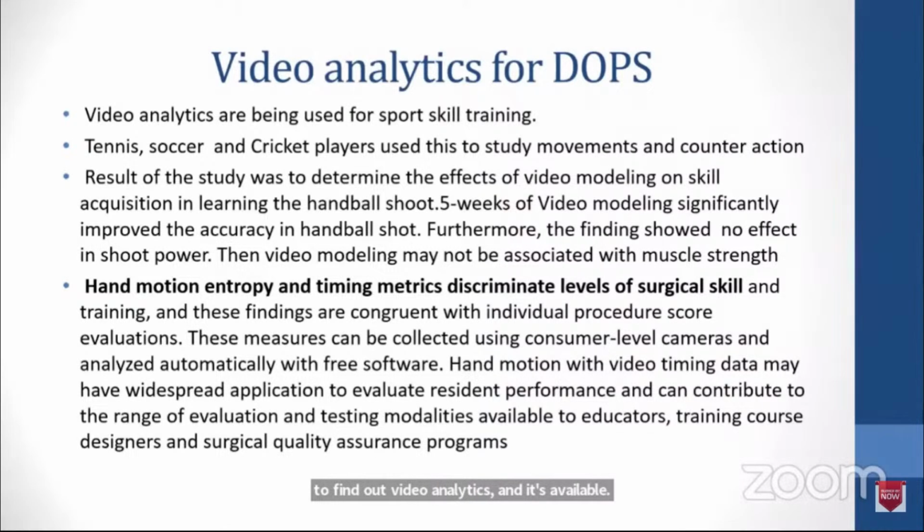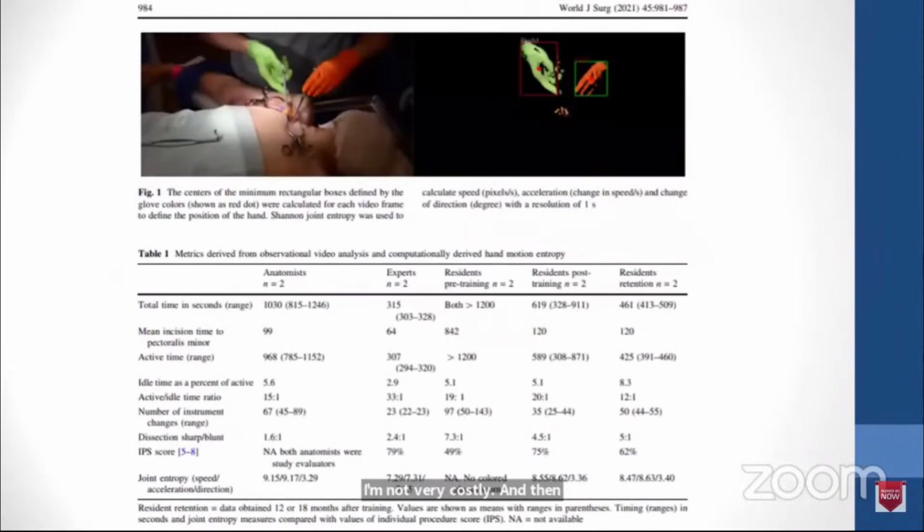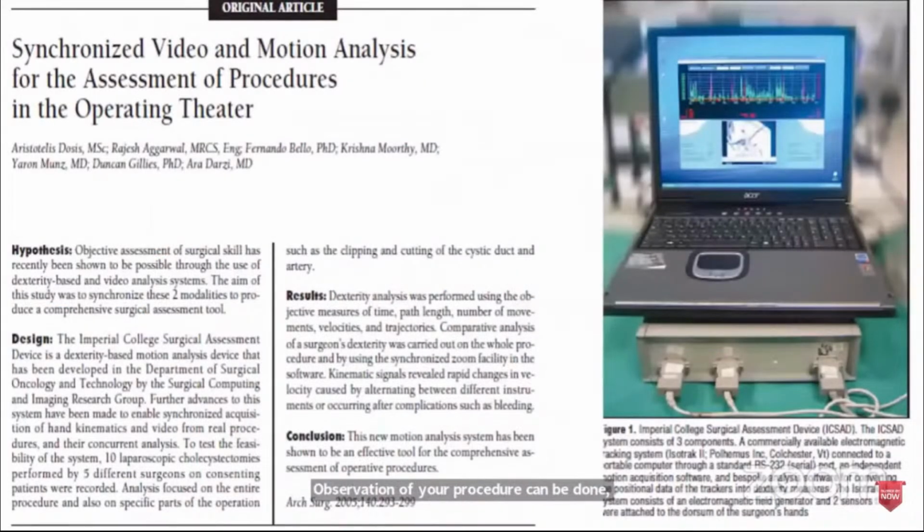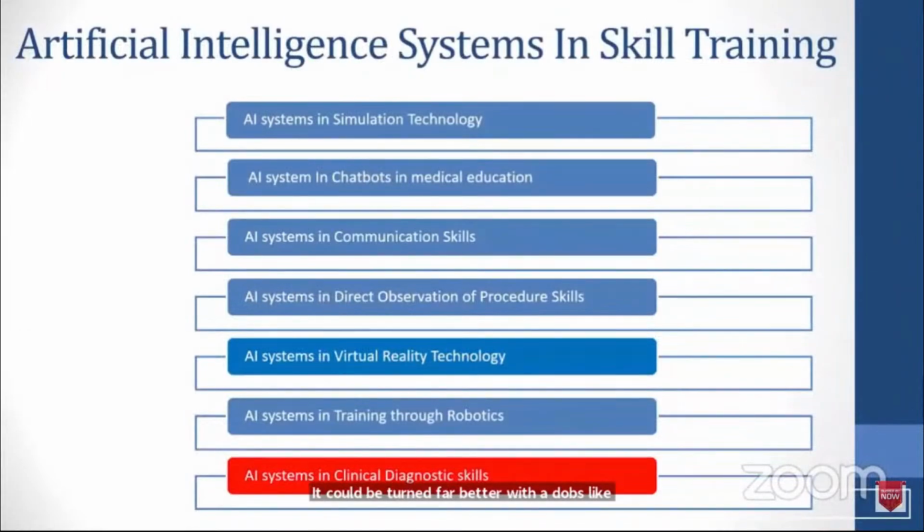And then DOPS could be analyzed by video. And then I can give an example of DOPS being used for, say, laparoscopic appendicectomy, where you can compare DOPS between anatomist, expert, and residents, and I think the whole thing can be analyzed to find out how exactly we are going, and the direct observation of your procedure can be done and compared. And then there was a paper on synchronized video and motion analysis for assessment of procedure in the operation theater, where it could be done far better with DOPS-like technology. Can we use it for diagnostic skills?